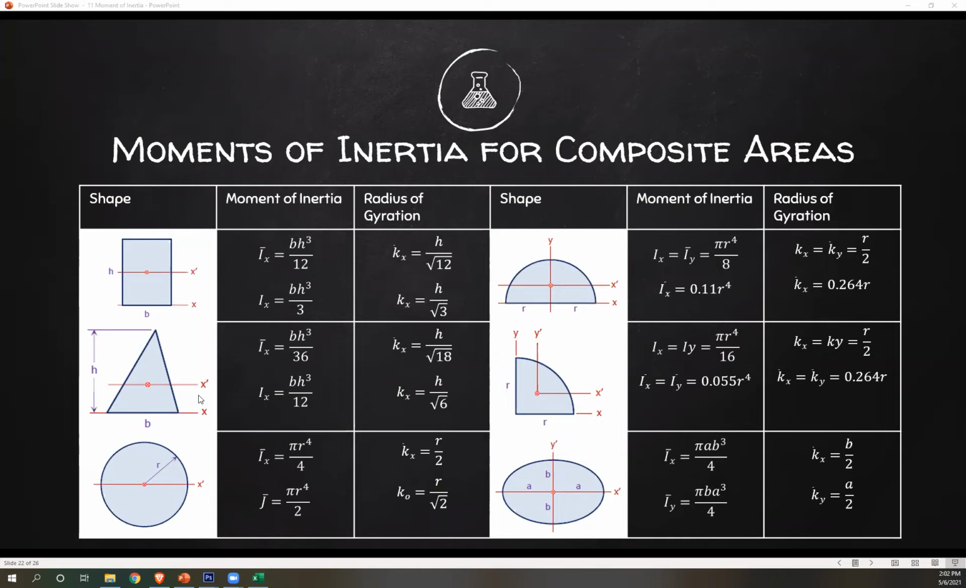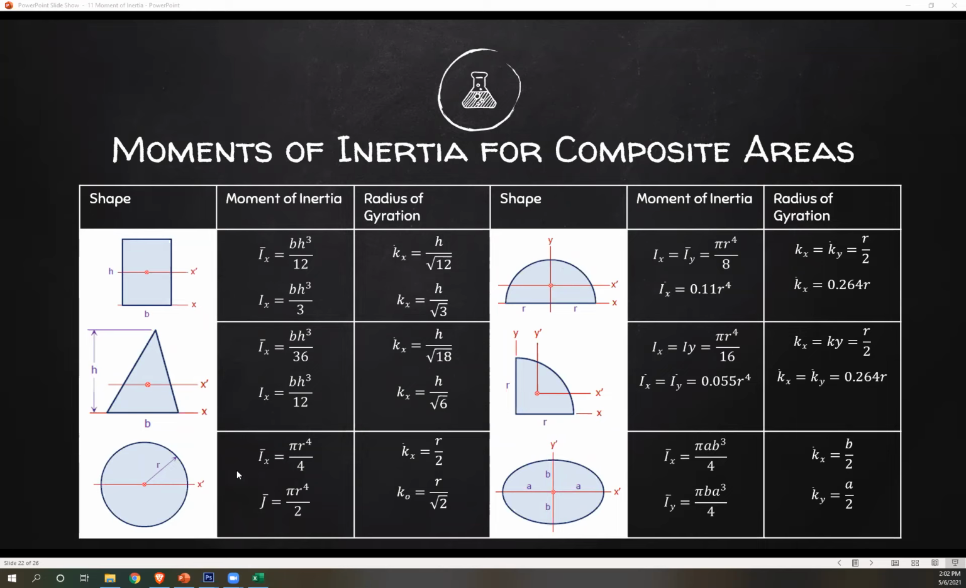So for a triangle, our equation for the centroidal moment of inertia is bh cubed over 36, while the moment of inertia about the base of your triangle is bh cubed over 12. And these are the equations for centroidal and then about the base. These equations are taken by using the integral of rho squared dA, like what we did earlier.